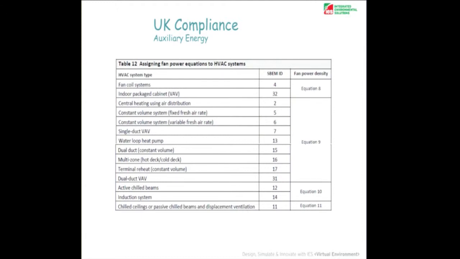What we tend to find is that anything that uses equation 9 will typically result in a very high auxiliary energy figure, and often one which is much greater than in the notional building. So typically, if you opt for either fan coil units or an indoor packaged VAV system, you're going to end up with a much lower auxiliary energy value.